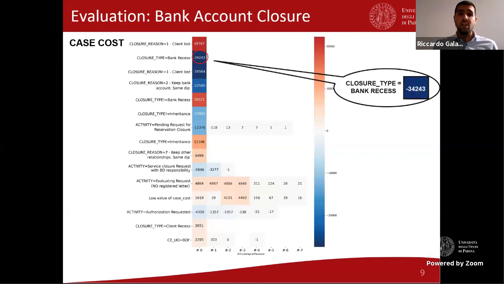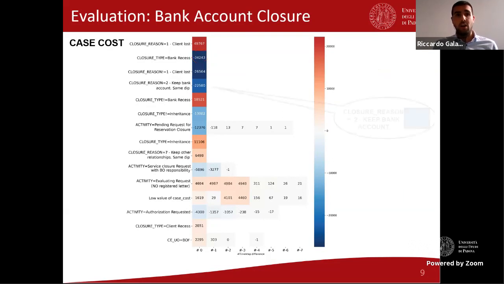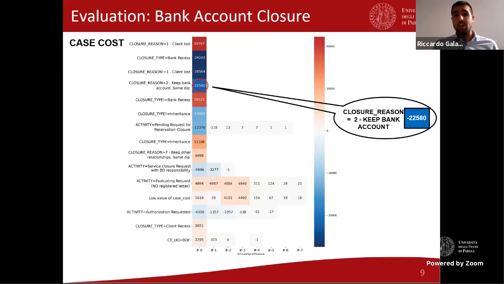On the contrary, when we have bank recess, so it's the bank that decides to close all the bank accounts of a customer, then the prediction of the case cost will be much lower. So the case cost will be lower. The same happens when only one among different bank accounts is closed. So the prediction, the case cost, will be much lower.